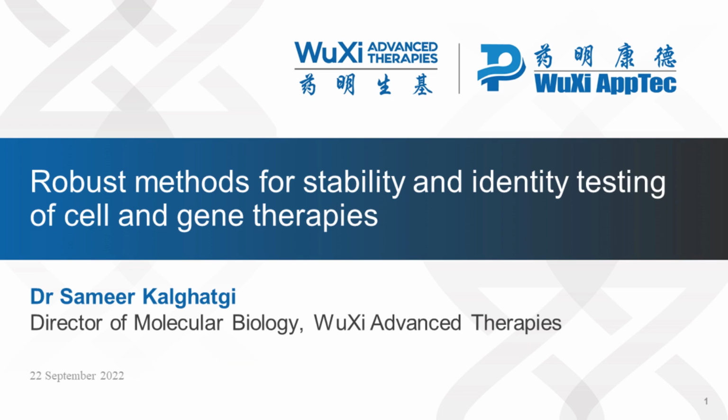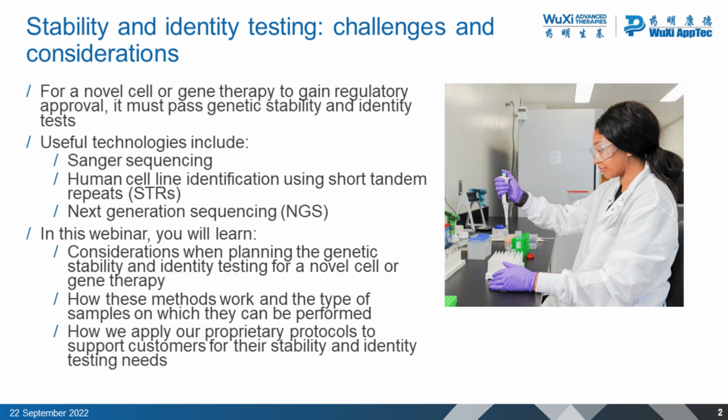I'm really looking forward to this exciting webinar where I will discuss robust methods for stability and identity testing for novel cell and gene therapies. In this presentation, we will discuss the need for stability and identity testing and the challenges associated with this kind of testing. For novel cell and gene therapy products to gain regulatory approval, they have to go through genetic stability and identity testing, and these tests should pass for FDA approval to be obtained.